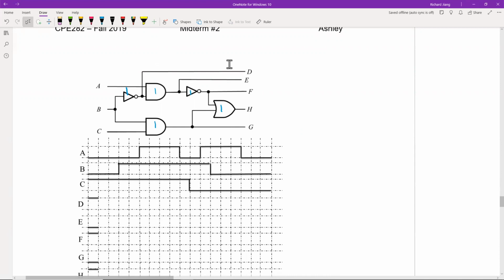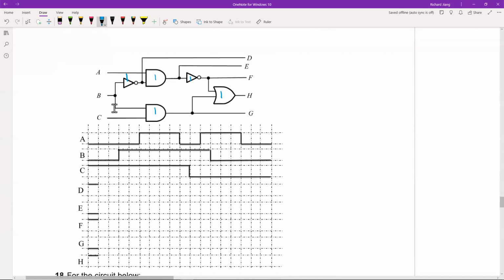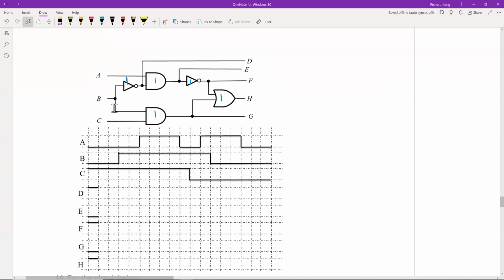Let's look at D first. See how D is the inverted version of B. First, let me just show you the easy path, meaning pretend that there are 0 gate delays. If there were 0 gate delays, D would literally just be whatever the inverted version of B is. So it gets inverted here, and then it gets inverted there, like that, right? Yep. So that's the easy way, and I'm sure you could fill out the rest of this diagram that way. But we want to take into account the delays because that's what makes this problem challenging.